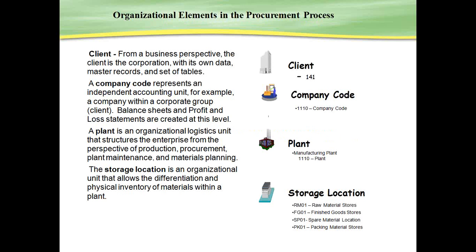So this is an example of organization structure in the production planning. It is common for production as well as the procurement. See, the topmost level which is mentioned here is 141, our client. Client is a unique key which defines our company's total profile. Next one is your company code.